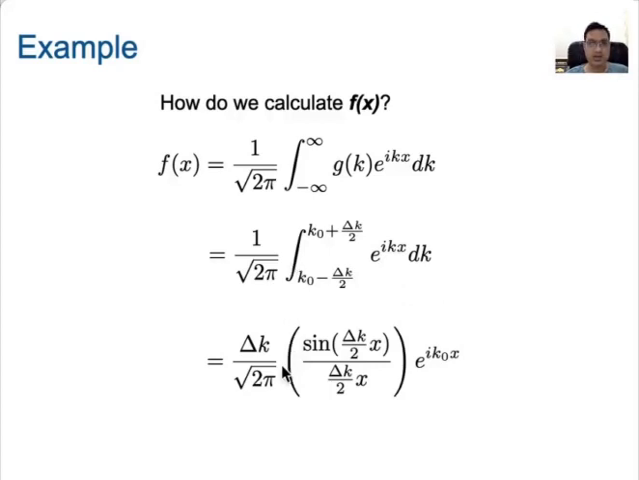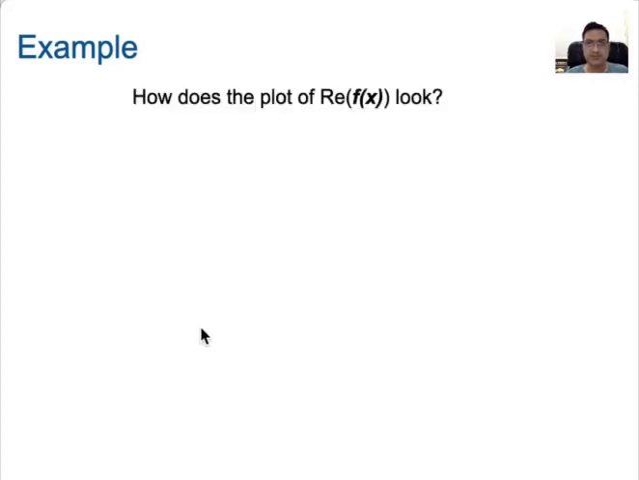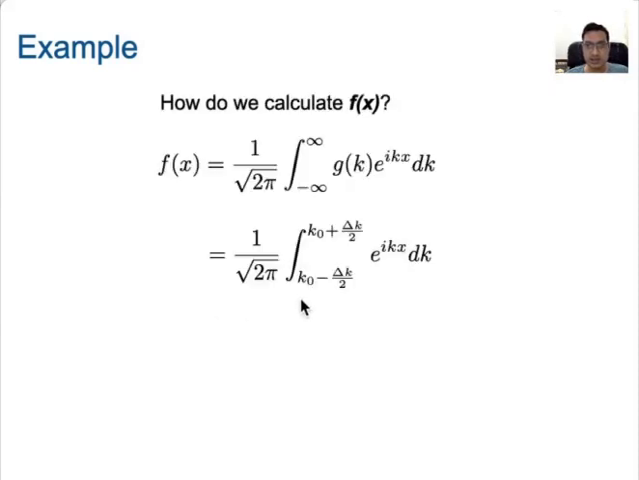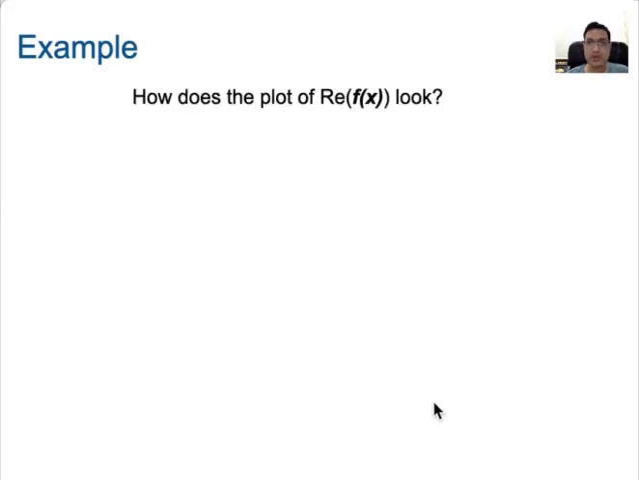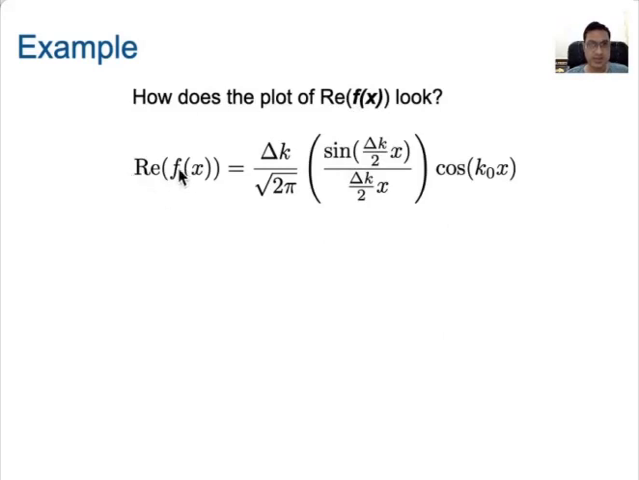Now let's plot this and see how it looks. If you notice, this component is complex because here you have e to the power i k0 x. So this is a complex number, and we cannot plot a complex number at this stage. So we are going to look only at the real part of this thing. If you take the real part, e to the power i k0 x will give you cosine k0 x. This is the real part of this exponential, and the rest of the things remain as they are.